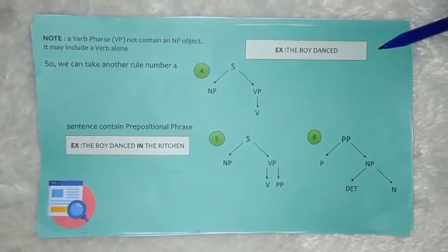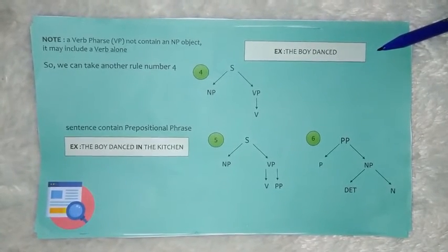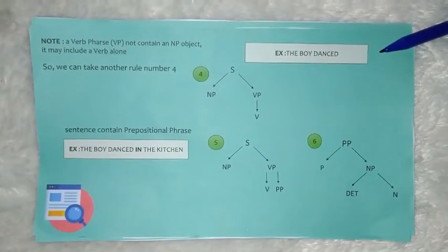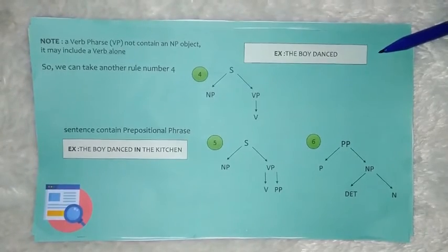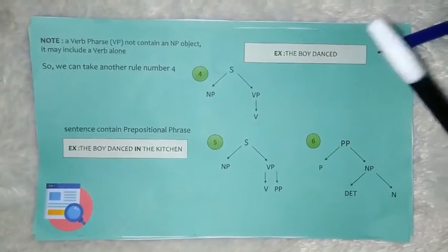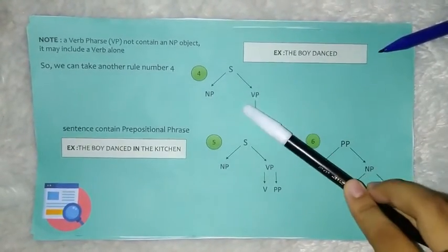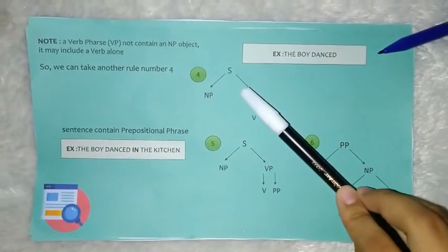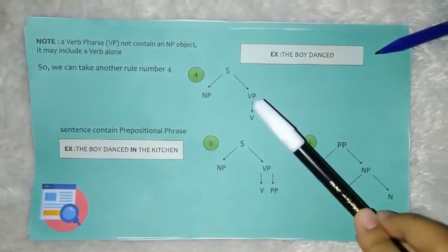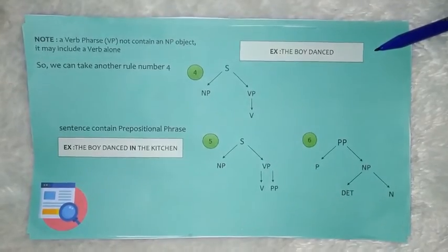So here is the next rule. Maybe some of you are curious what happens if the sentence only contains a verb alone, like this sentence: The boy danced. Don't worry, because we have rule number 4, which is sentence as noun phrase with verb phrase, where the verb phrase is a verb alone. So like this.